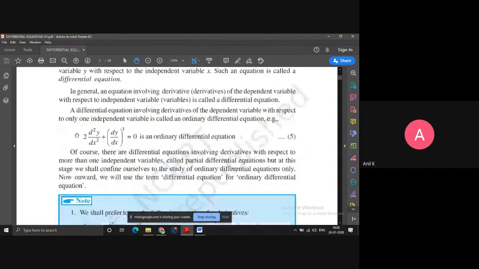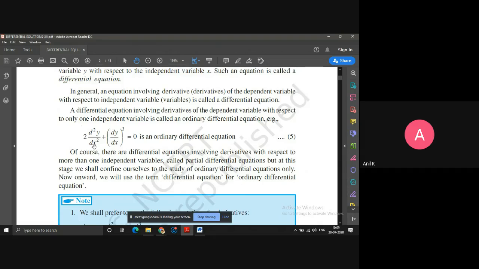So I can say this is also a differential equation. They use one more word, ordinary differential equation. What do you mean by ordinary differential equation? The derivative is with respect to only one independent variable. There are certain differential equations which can have derivatives with respect to more than one variable, like derivative with respect to x, derivative with respect to theta, derivative with respect to t, all coming in one equation. Those equations we call partial differential equations.